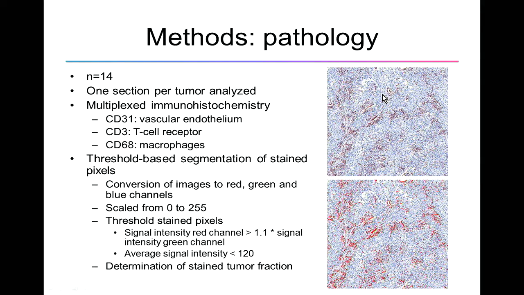And then we applied a custom-written threshold-based segmentation to segment stained pixels. For this, we converted the images to red, green, and blue channels and scaled them and applied the thresholds, which is defined here. And here you see the results of this segmentation, in which you see that the stained pixels are indeed identified correctly. And based on this, we determined the stained tumor fractions, which we could correlate to our MR parameters.